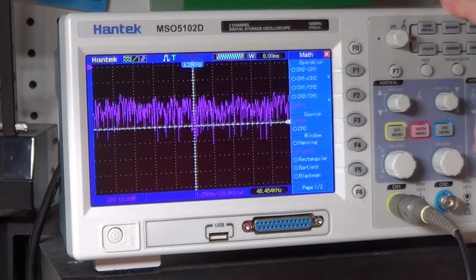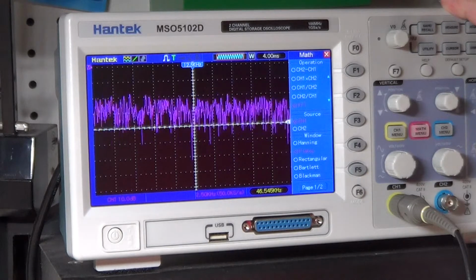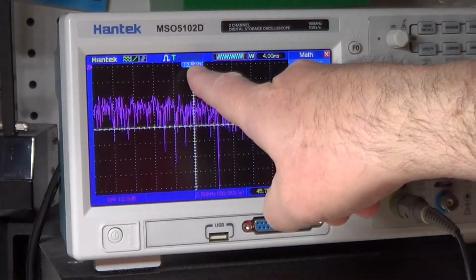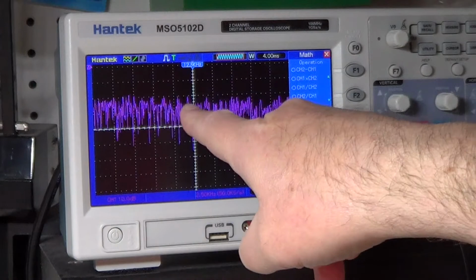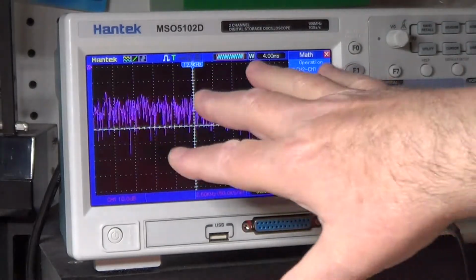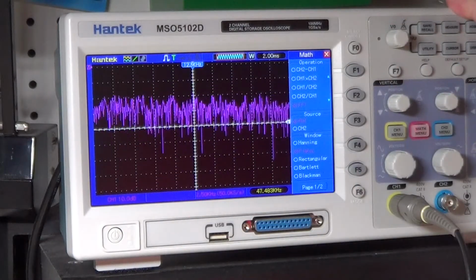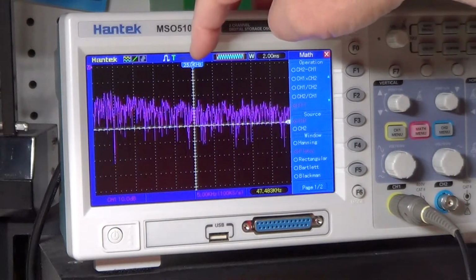I'm going to change the setup here so that we can see what happens at higher frequency. Here we are at 12.5 kHz. You see it's still flat, but it started bending a little bit. If we move it a little bit more, now this is centered at 25 kHz.